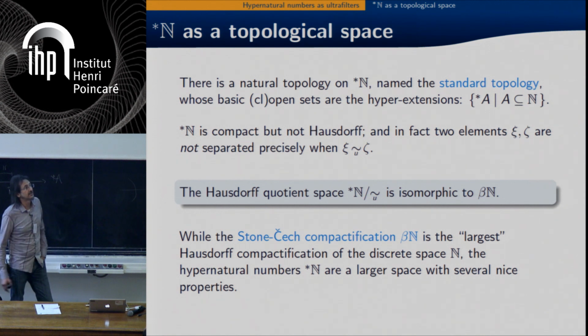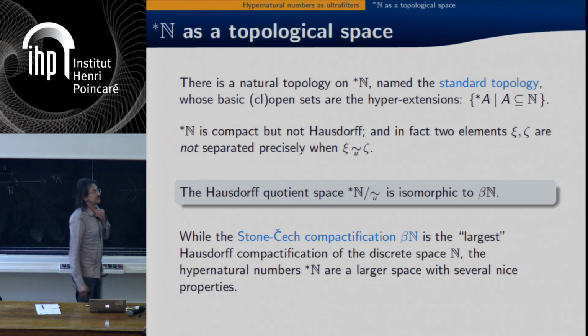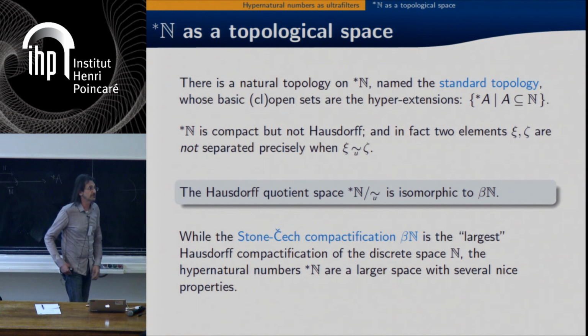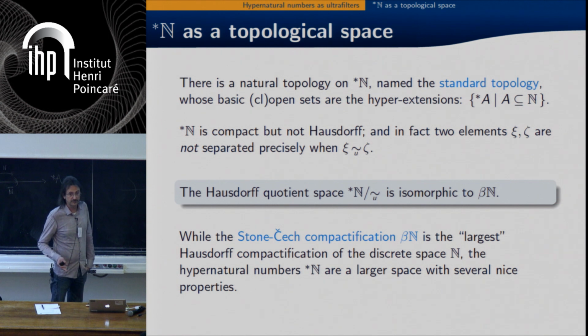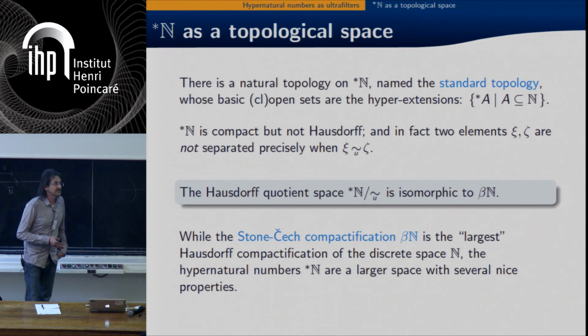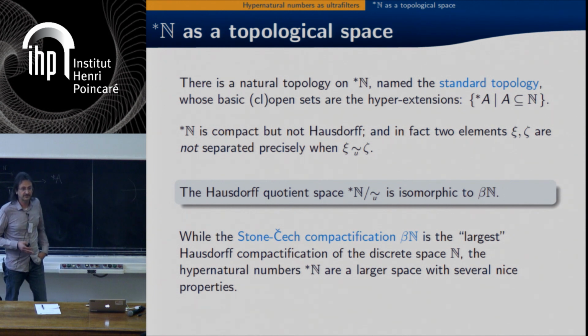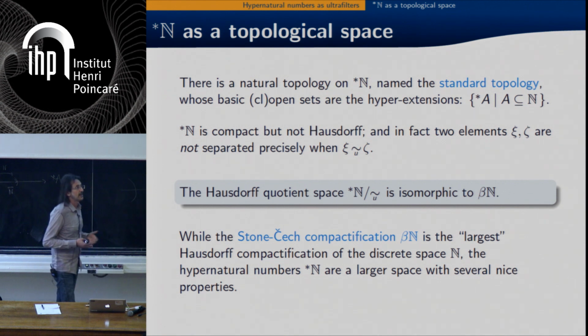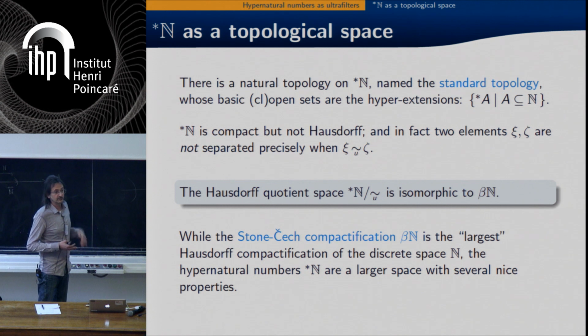Now, we have a natural topology on this set of natural numbers. The topology is the so-called standard topology or U topology, and it's the topology having as closed sets all these hyperextensions. Now, this space is similar in many respects to the Stone-Čech compactification, the space of all ultrafilters. And in fact, a quotient of it is isomorphic to the set of all ultrafilters.